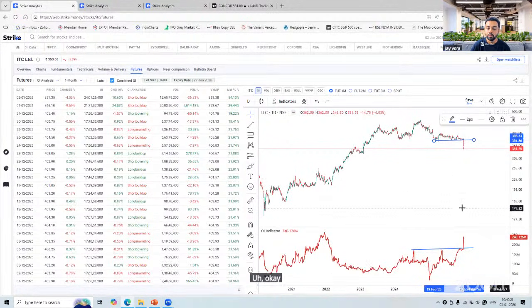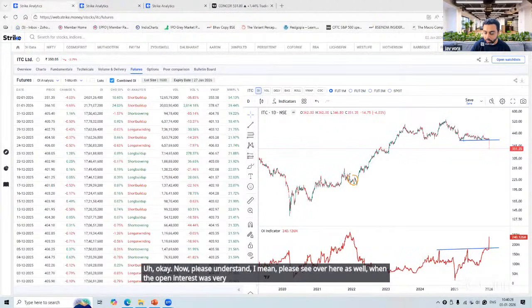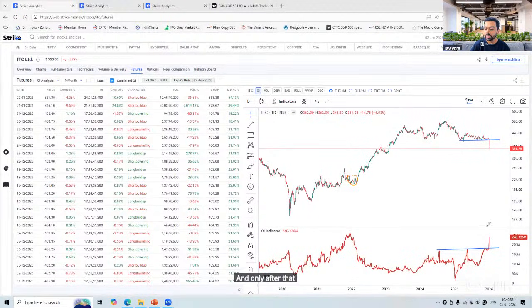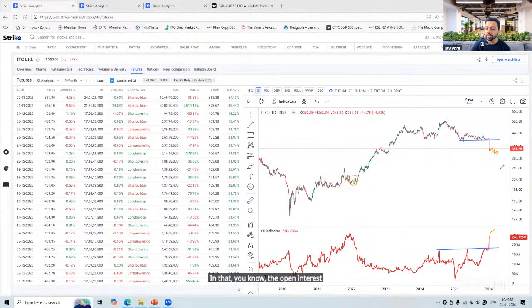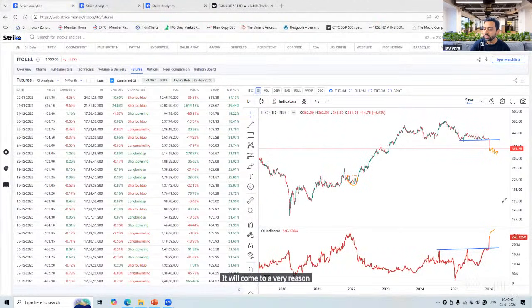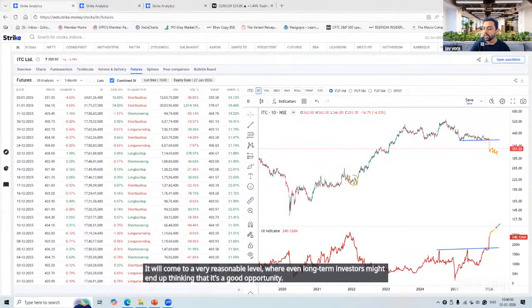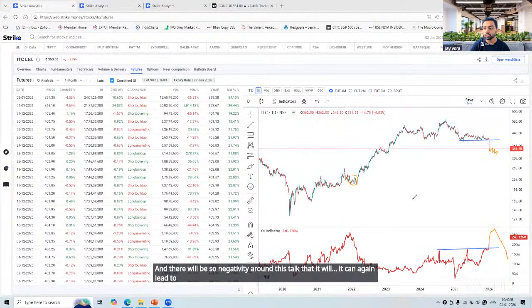Now, please understand, please see over here as well, when the open interest was very high, it did form some consolidation pattern, correction and so on. And only after that, it had rallied. So it is very much possible that ITC does something like this, in that the open interest again surges higher. And at some point of time, it will come to a very reasonable level where even long-term investors might end up thinking that it's a good opportunity, and there will be so much negativity around this stock that it can again lead to short covering rallies.